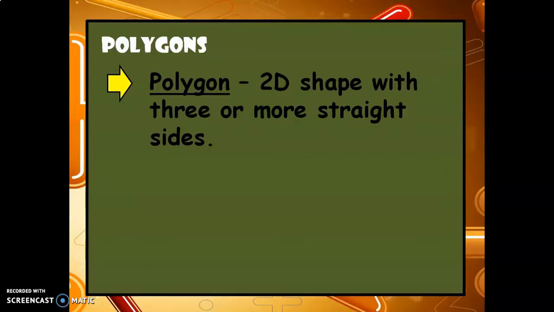Now let's try to identify the following shapes as polygon or not polygon. Let's start with the first one. The first one is a triangle. This is an example of a polygon because it is a closed 2D shape with three straight sides. The second one is not an example of a polygon because not all the sides are straight. Though it's a closed 2D shape, not all the sides are straight, so this is not considered a polygon.